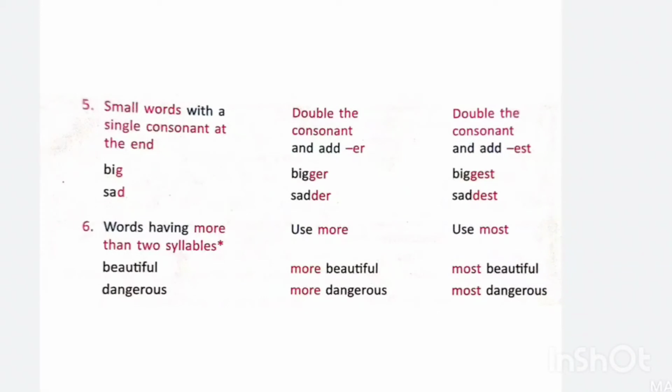Number 6, words having more than 2 syllables. That means for comparative we use more and for superlative we'll use most. Okay? Like beautiful, and for comparative it will be more beautiful and superlative it will be most beautiful. One more example is dangerous for positive, comparative more dangerous, and superlative is most dangerous.